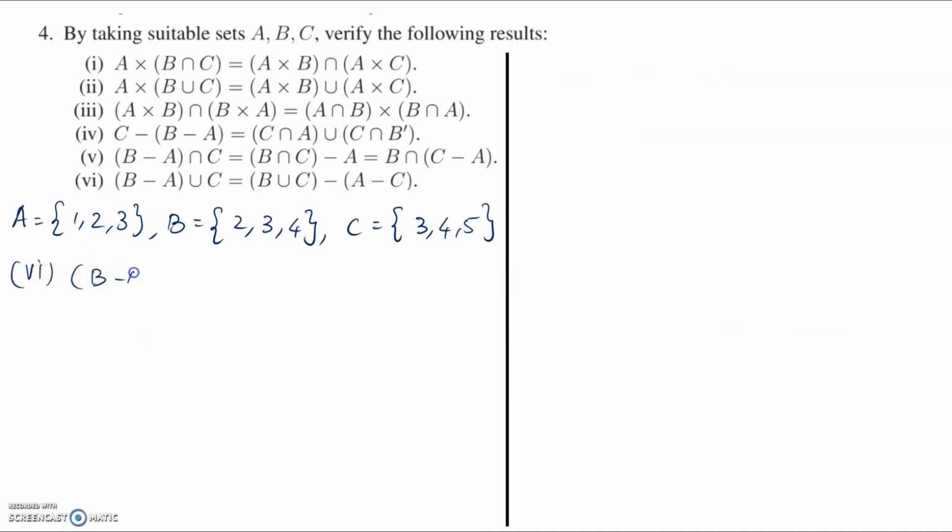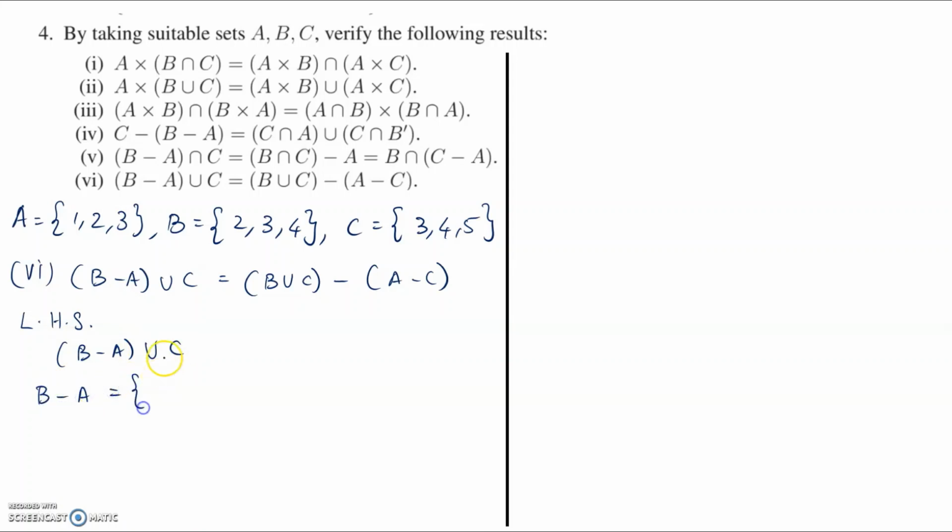Question number 6. We have to prove B minus A union with C is equal to B union C minus A minus C. So let's take the left hand side here. That is B minus A union with C. So let's first find B minus A. So B minus A, we have already found that to be 4. And B minus A union with C will be equal to 3, 4, and 5.